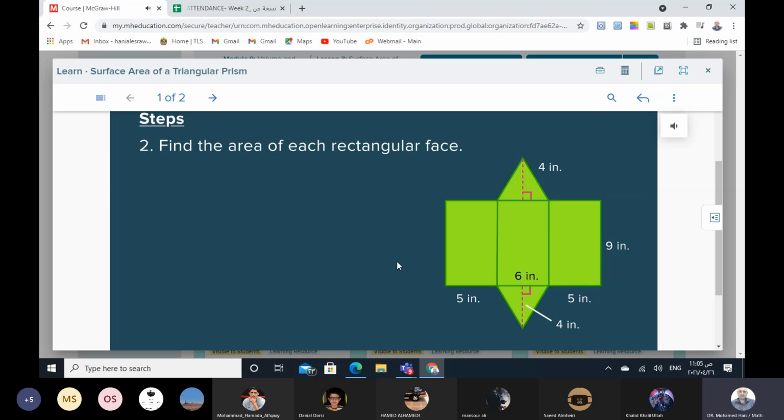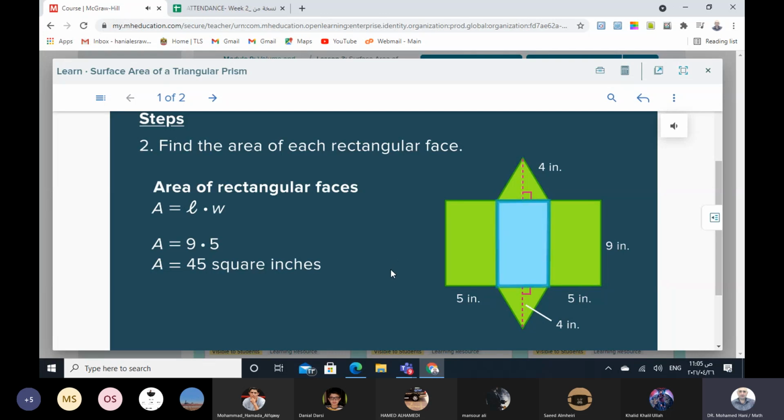Next, find the area of the rectangular faces. Because the bases of the prism are isosceles triangles, two of the rectangular faces are congruent. Find the area of one of the congruent rectangles by multiplying length times width. Then, find the area of the third rectangular face. As you see here, we have a rectangle, and here we have a congruent rectangle.